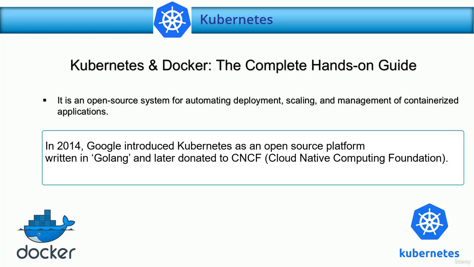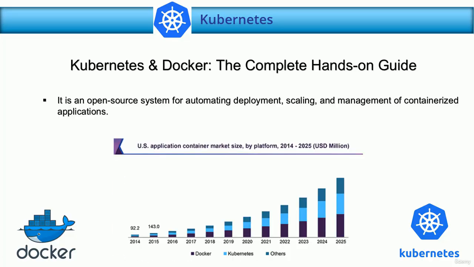Initially released in 2014, the platform evolved from Google's code, which is used to manage its data center, and then it was donated to the Cloud Native Computing Foundation. As a result, Kubernetes emerged as the leading container orchestration platform. Accordingly, over 60% of the organizations have adopted Kubernetes already in 2022-23. Now here you can see in this diagram the US application container market size by platform.